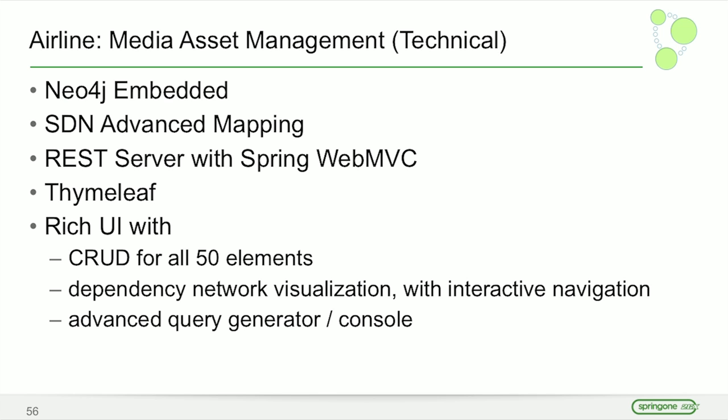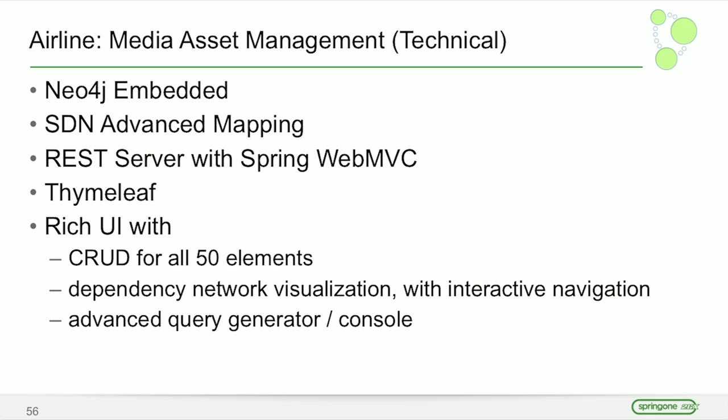Their technical setup is they use Neo4j embedded with advanced mapping, and use a Spring MVC REST server to talk to their web app, which is built with Thymeleaf. They started with Ru, but were not so happy with that, and so they switched to their own implementation. They have a rich UI which has all the CRUD interfaces, but they also added a really nice dependency network visualization, so you can start from an asset and then see as a visual representation where this movie or this type of movie is distributed in our network, which planes carry that.